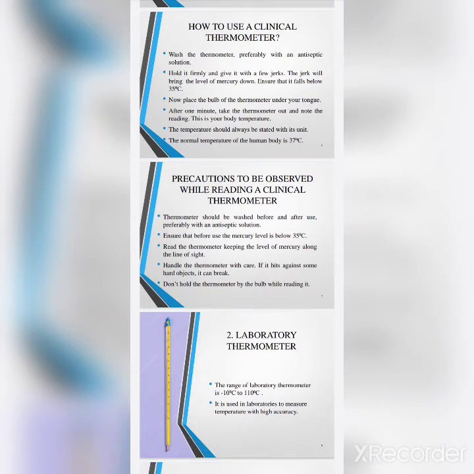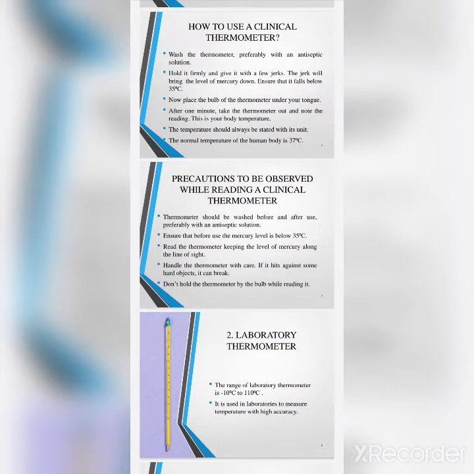Now let's see how to use a clinical thermometer. Wash the thermometer before and after the use with an antiseptic solution. It is to kill the germs. Hold the thermometer firmly and give it a few jerks, or a sudden movement. The jerk will bring the level of mercury down below 35 degrees Celsius.